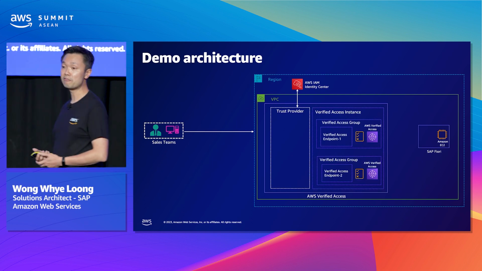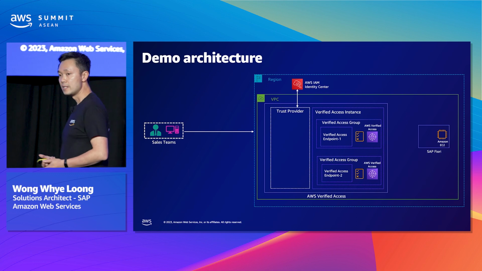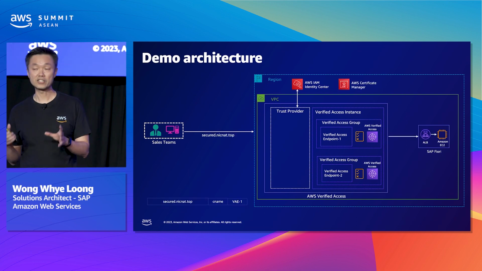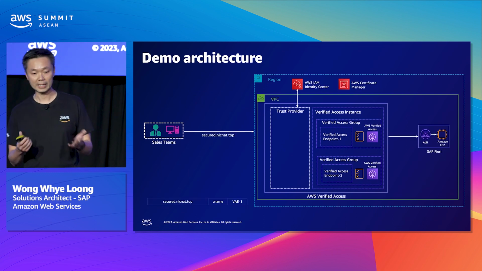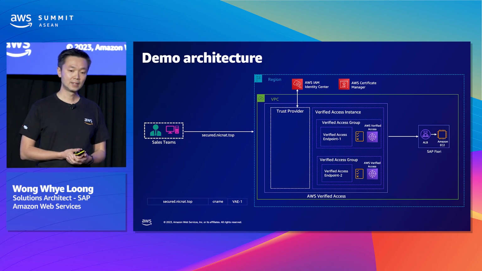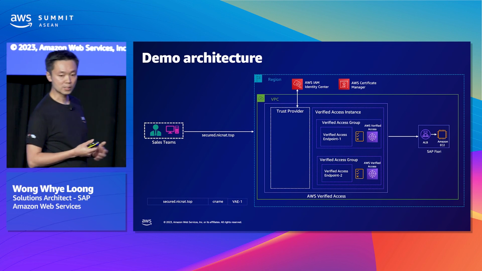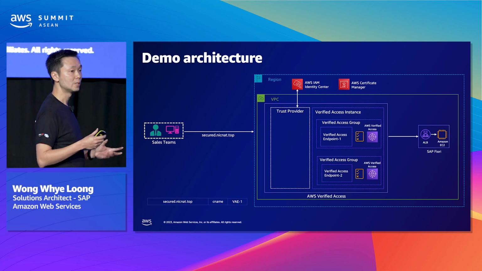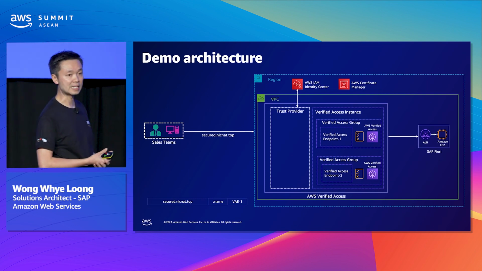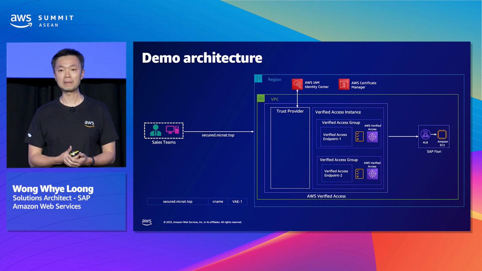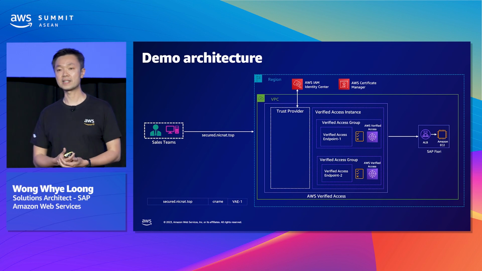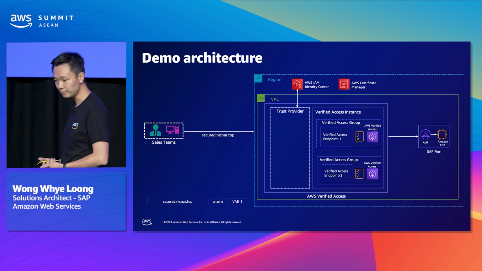Next, we define the verified access instance. The verified access instance is essentially the engine of AWS Verified Access. Within the verified access instance, we define the verified access group, which contains the security policies that allow you to define who or what has access to the corporate application.